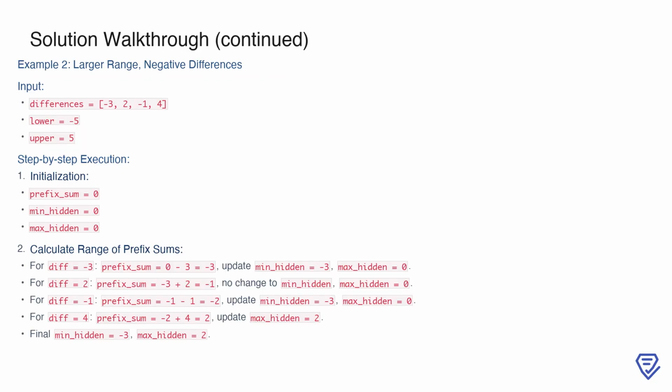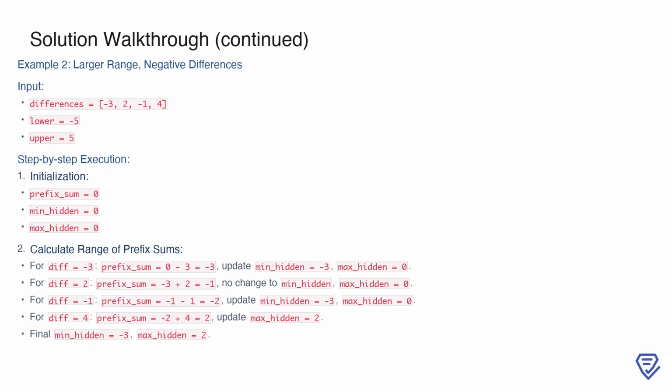In this next example, we work with a larger range and include negative differences. The input differences are -3, 2, -1, 4, and the bounds are -5 and 5. Again, we start by initializing prefix_sum, min_hidden, and max_hidden to 0. We then proceed with calculating the range of prefix sums.